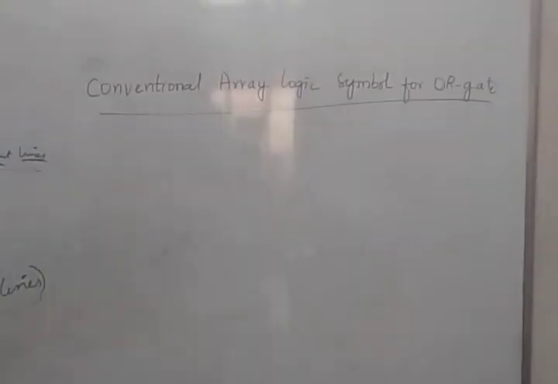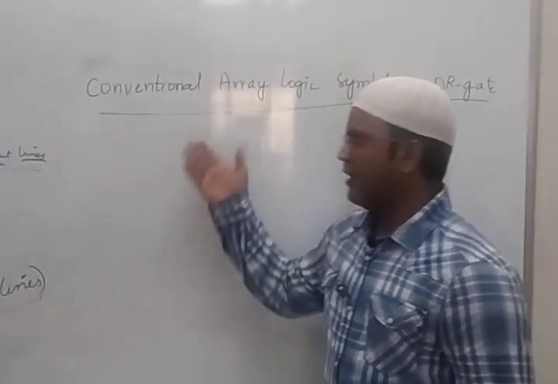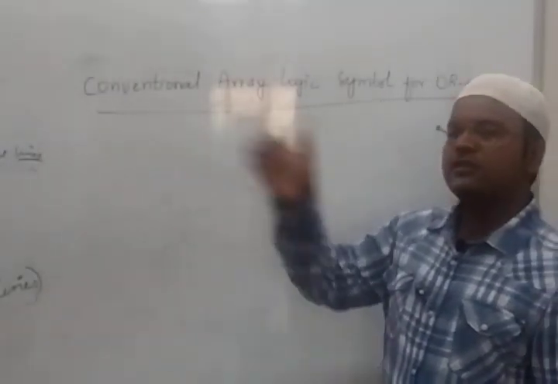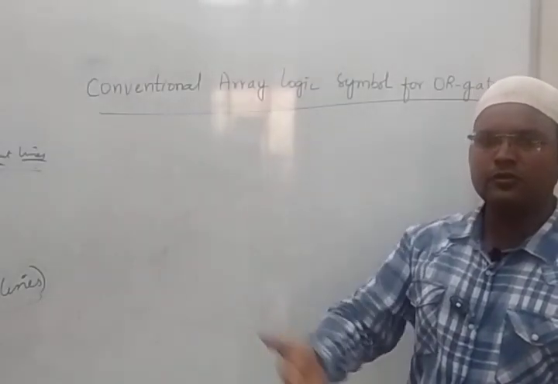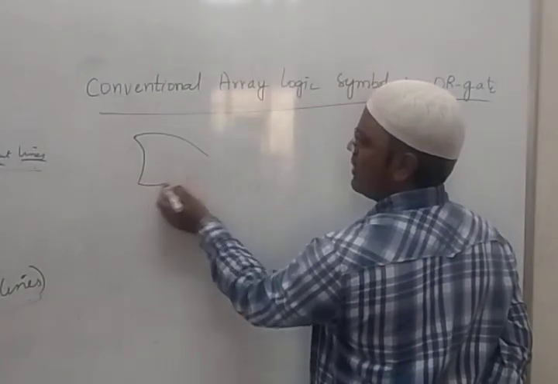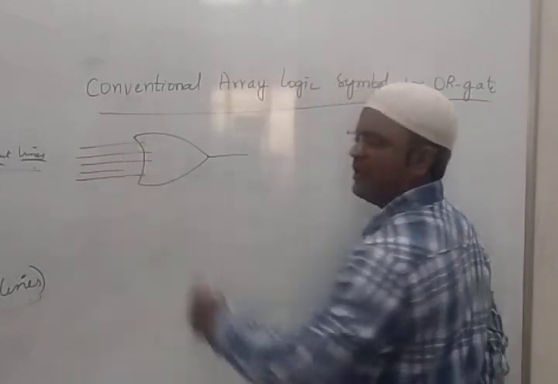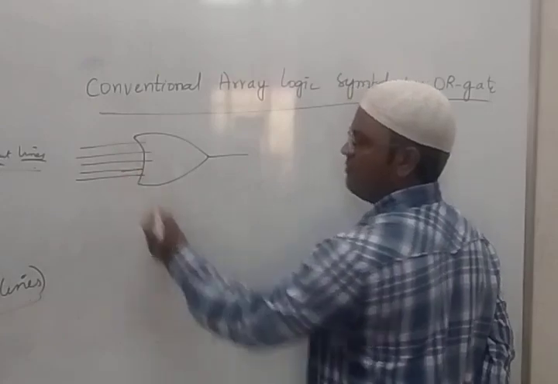The next thing we need to see, students, is how we write the conventional symbol and array logic symbol for different gates. Basically we want to write any gate, and we want to represent the inputs in different ways. Suppose for an OR gate, we write the OR gate like this and mention the inputs in this way. It can have n number of inputs. This is the conventional way of designing.